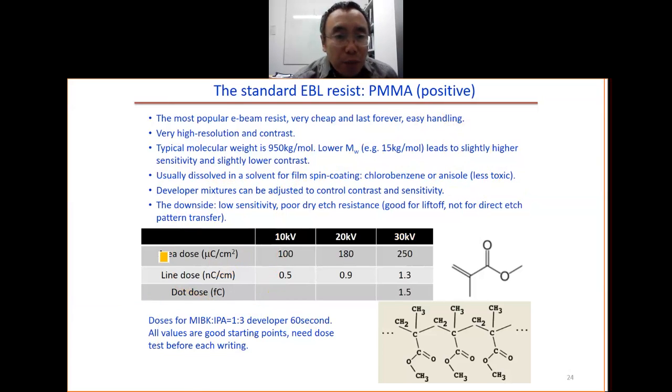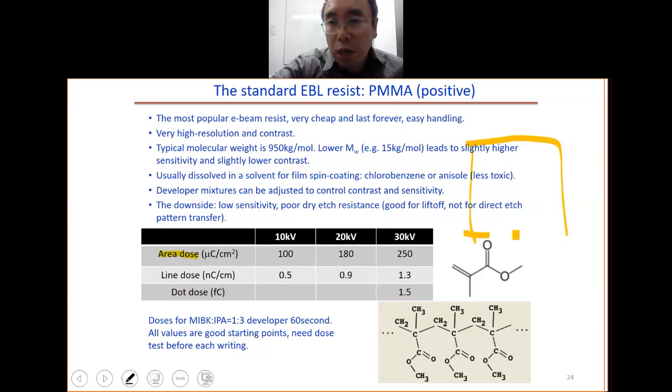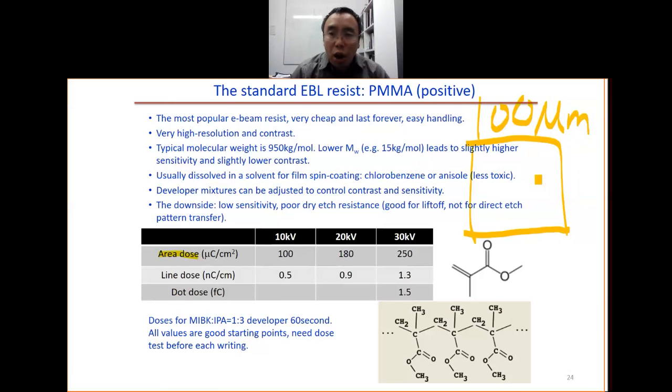So what is the definition of area dose? When we talk about area dose, that means you have a big area. For example, you expose an area like 100 micrometer. That's a big area. So how big is big? This depends on the range of the backscattering, the range of the proximity effect. As long as the pattern size is bigger than the range of the proximity effect, then we consider this as an area exposure.